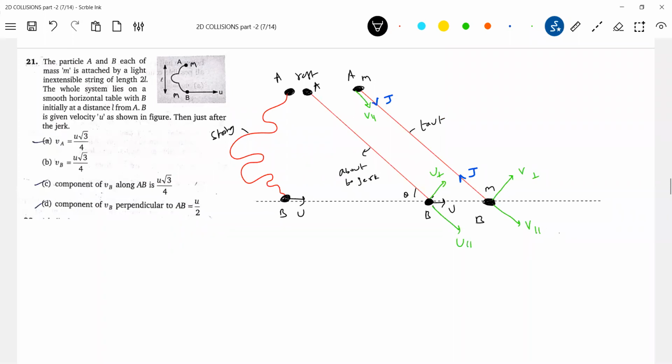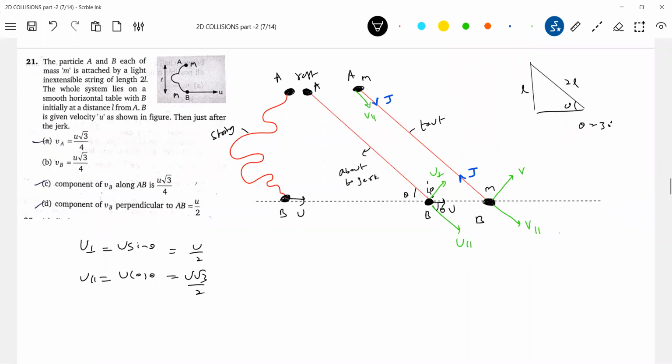I think from the triangle, this will be 2L and this is L at 30 degrees. Okay, theta is 30 degrees. So this should be theta and this should be theta. So what is u perpendicular? U sine theta. U parallel will be u cos theta. That is u by 2 and u root 3 by 2.